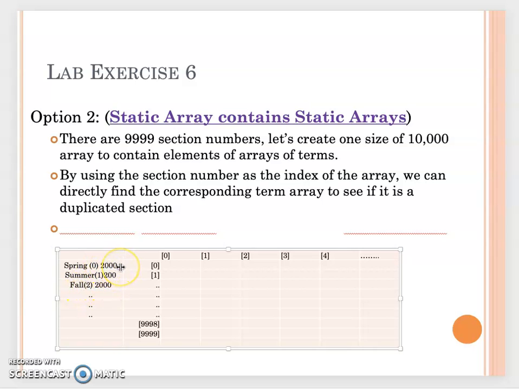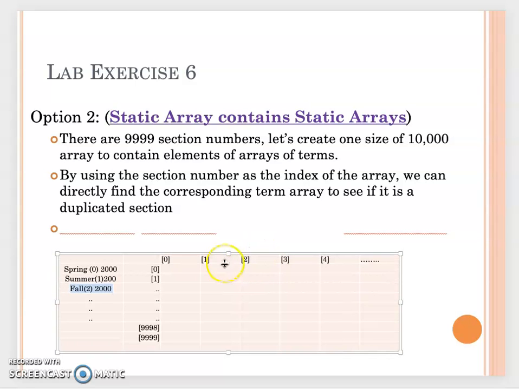Then we can use the year 2000 as the base. So spring 2000 index is 0. Summer 2000 index is 1. Then fall 2000 index is 2. So again, we have spring 2001, right? So spring 2001 will be 0 plus 2001 minus 2000 times 3. So then it will become 3. Did you understand what I showed you here?